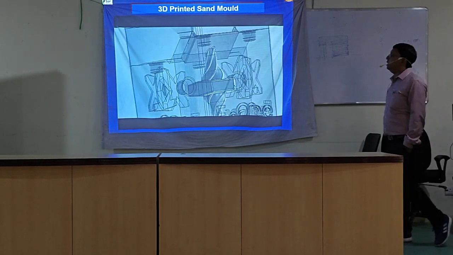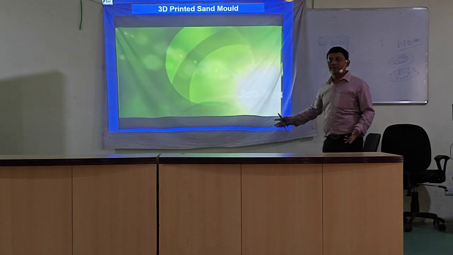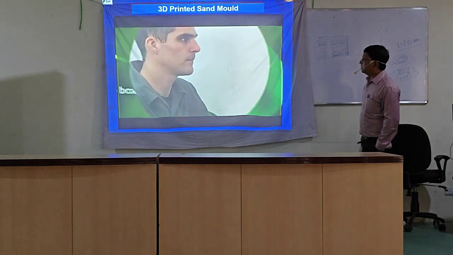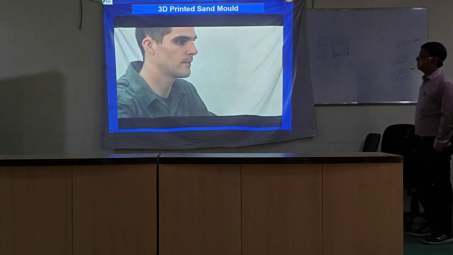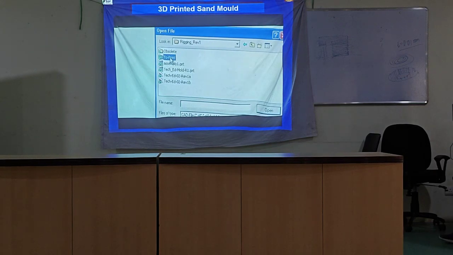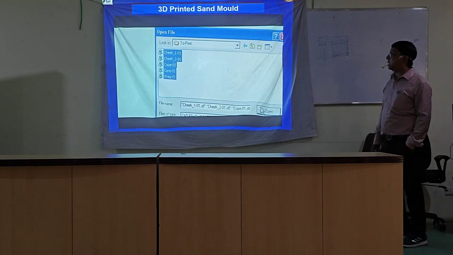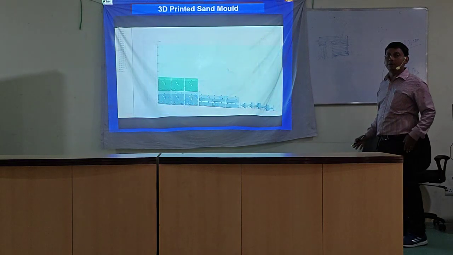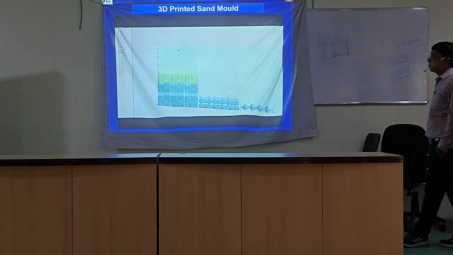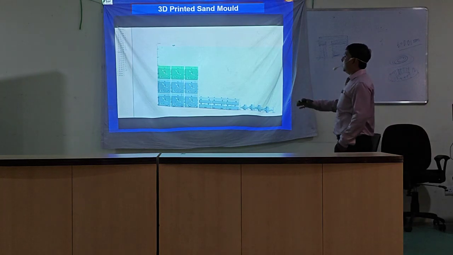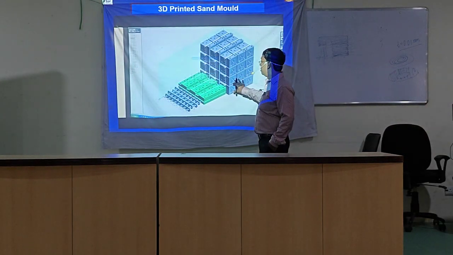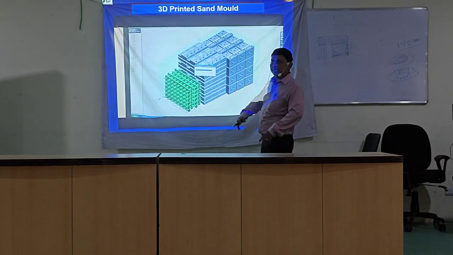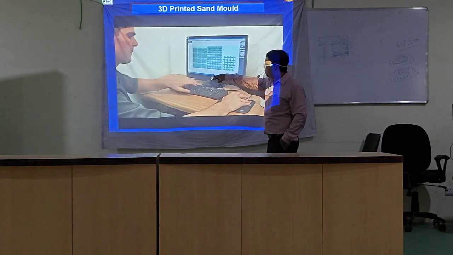Because when you do a 3D printed sand mold, no such strength is required. The only thing is it is made of sand with the proper property. So no skill of your carpenter or skill of the mold maker is required at all. You only need the CAD model of the product. This is the negative part of the CAD model of the product, that is the mold.